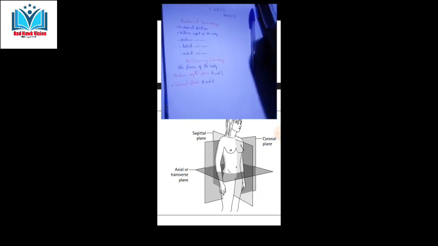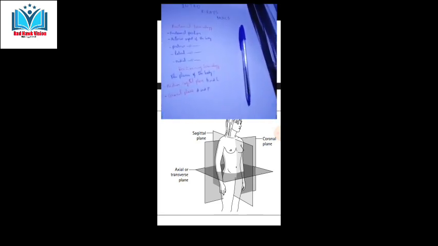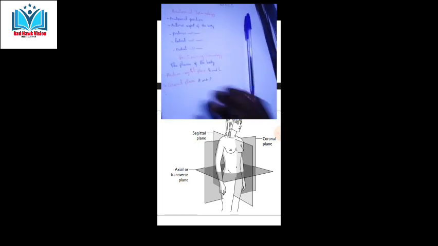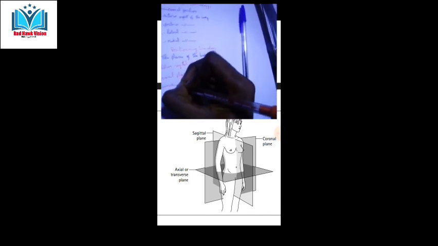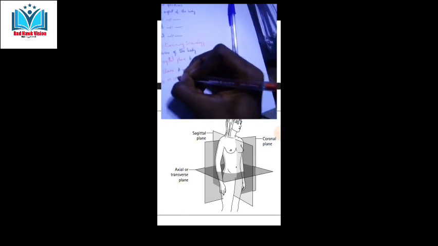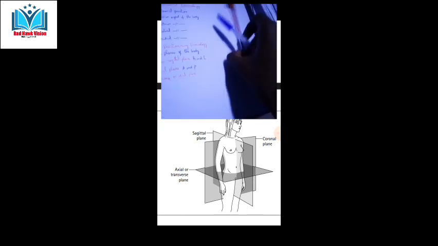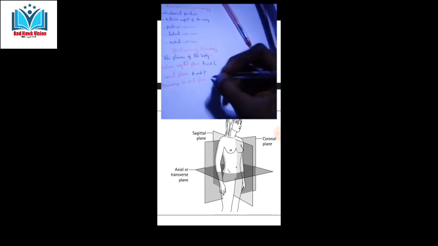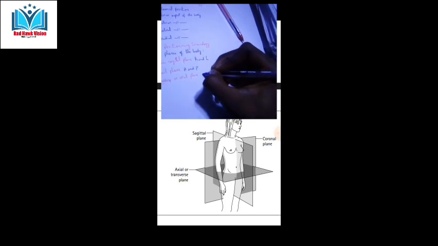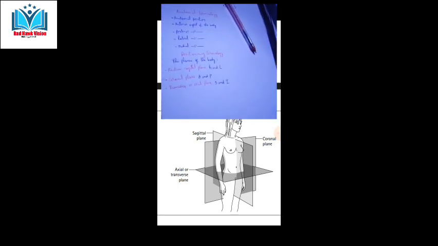We also have the transverse or axial plane, which divides the body into its superior and inferior part.